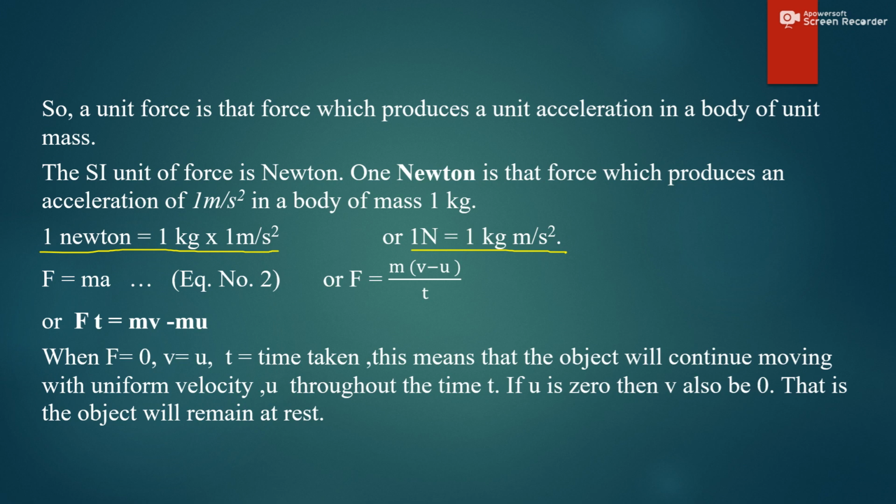When F is equal to 0, automatically v is equal to u. And t, as we know, is the time taken. This means that the object will continue moving with uniform velocity throughout the time t. If u is 0, then v will also be 0 and the object will remain at rest.